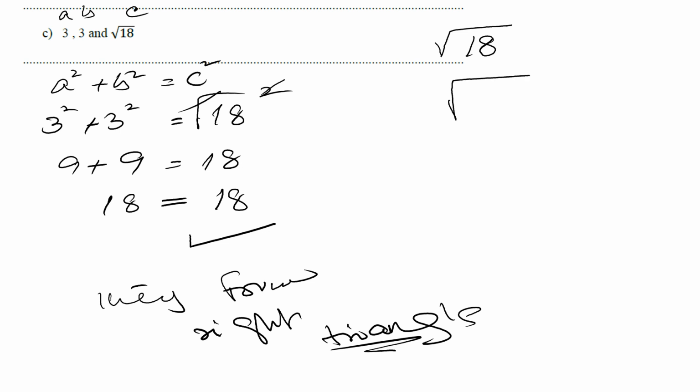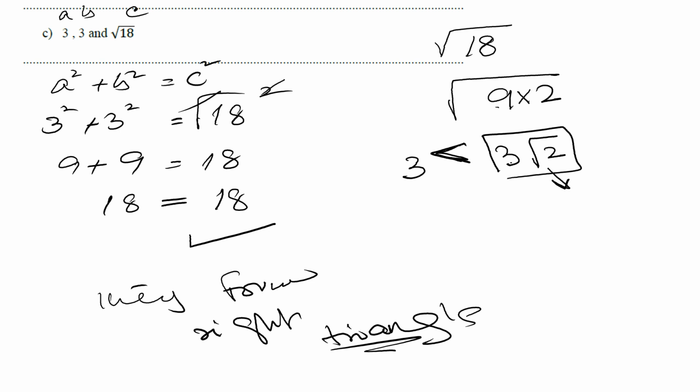You know, how can I divide? I know that 9 times 2 gives me 18, right? And square root of 9 is 3. So it is 3 square root of 2. So you can see there is a 3 and there is a 3 square root 2. So definitely 3 is less than 3 square root of 2. That's why I took this one as my C, and 3 as my A and B.